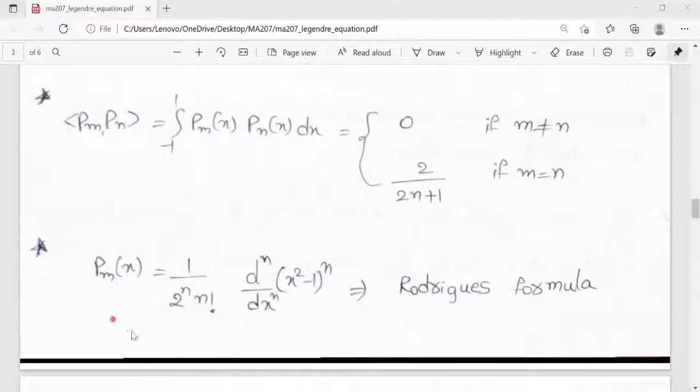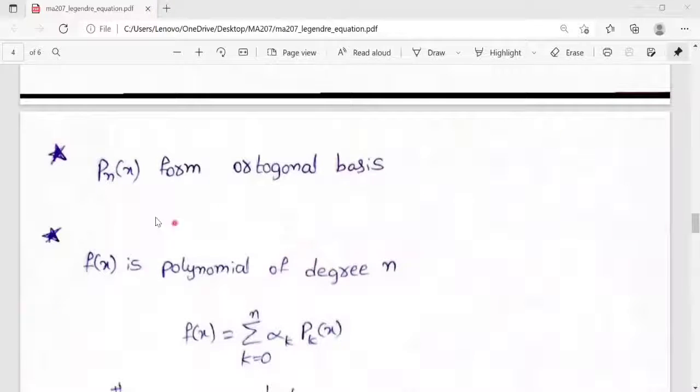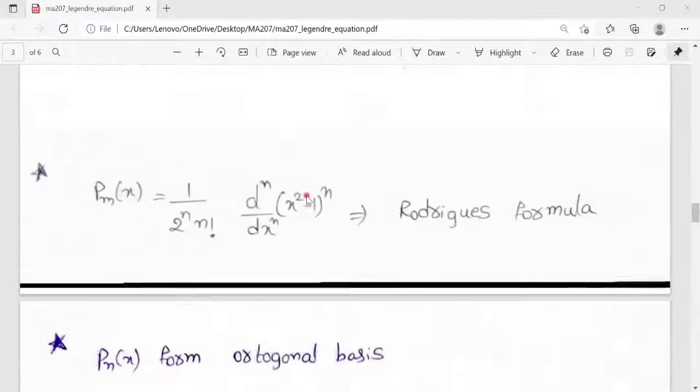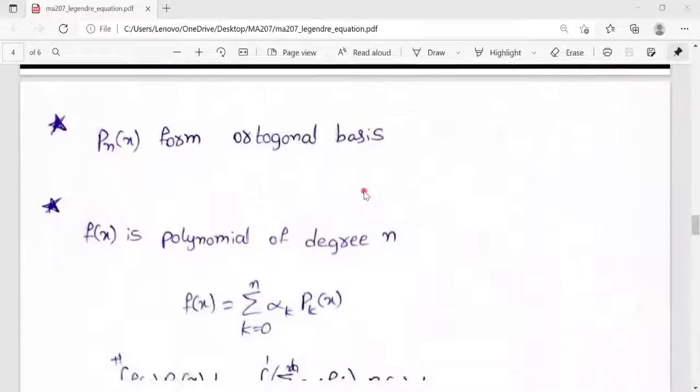We also get this formula. We can find the Legendre polynomial simply by using this formula: 1 by 2 power n times n factorial, times the nth derivative of (x squared minus 1) whole power n. Pn is an orthogonal basis, because if m and n are not equal, the inner product is 0, so it is called an orthogonal basis.